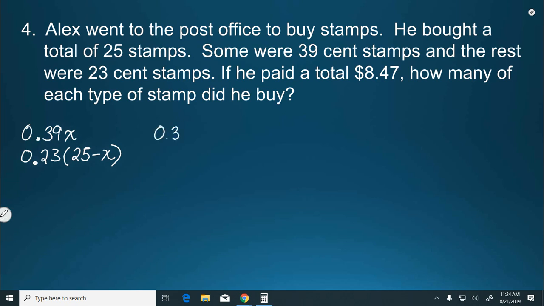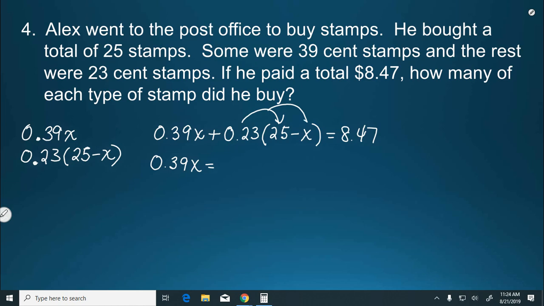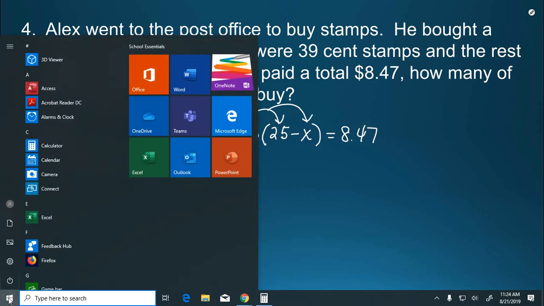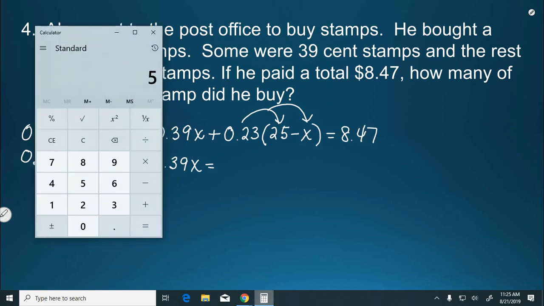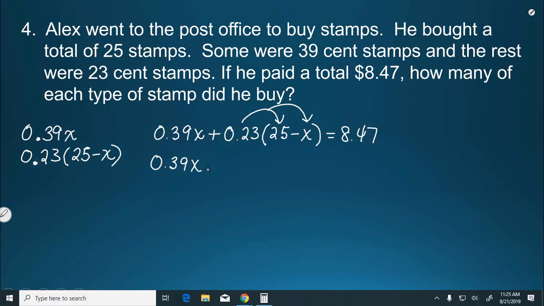So 0.39x plus 0.23 times (25 minus x) equals $8.47. Bringing it down, 0.39x plus, we want to distribute the 23 cents. I don't know 23 cents times 25 off the top of my head, so I'm going to quickly do that. 0.23 times 25 is 5.75. So that's plus 5.75 minus 0.23x equals 8.47.